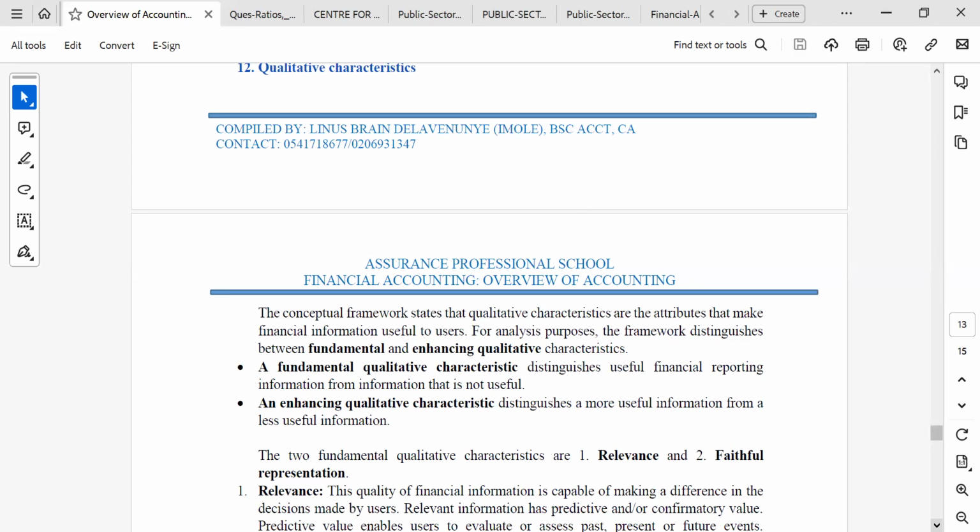So we are saying that every financial information should possess certain attributes. Those attributes are what we call the characteristics, not something quantitative, not something that should be represented by figures, but something that is non-financial, which is what we call the qualitative characteristics. So the qualitative characteristics are those attributes that financial information should possess so that it will be useful to the users.